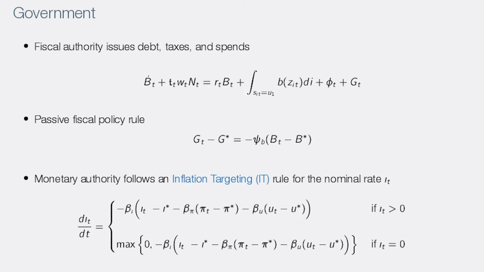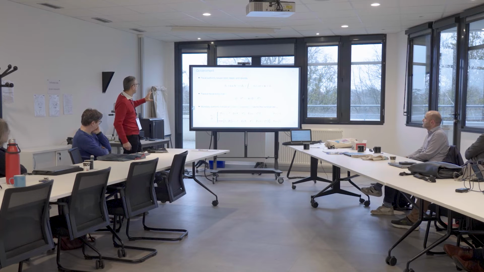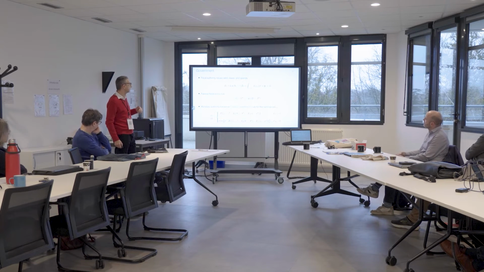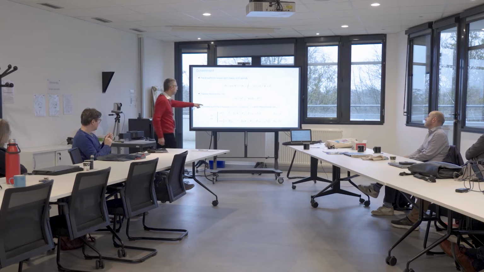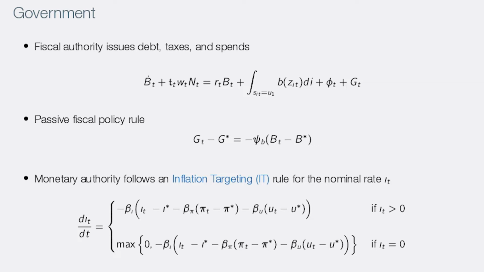Okay, great. To close the model, there is a fiscal authority with a government budget constraint. It's really like a sideshow to a large extent. And then there is a monetary authority that in the baseline model follows an inflation targeting rule for the nominal rate i_t. This targeting rule is basically a standard Taylor rule where there is some weight on inflation and some weight on unemployment, with some smoothing parameter. This is just a smoothing parameter that makes the nominal rate not move around too much or too quickly.